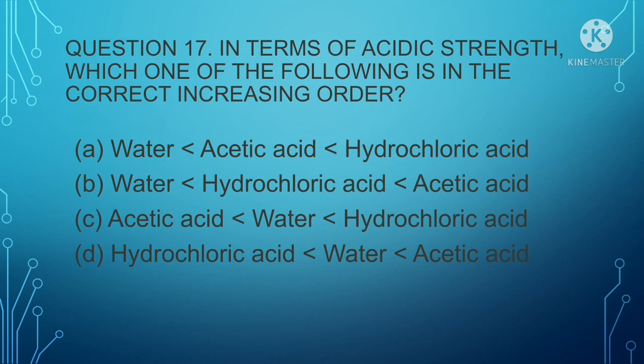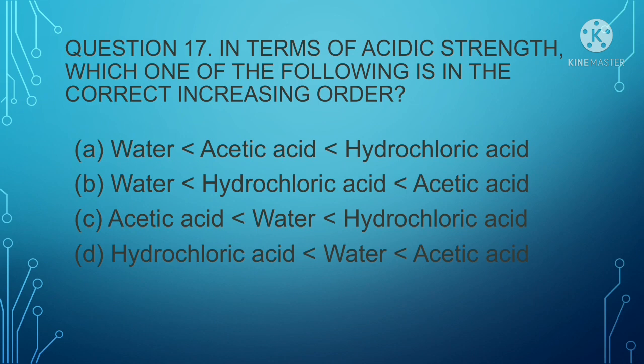In terms of acidic strength, which one of the following is in the correct increasing order? Option A: water, acetic acid, hydrochloric acid. Second option: water, hydrochloric acid and acetic acid. C: acetic acid, water and hydrochloric acid. Option D: hydrochloric acid, water and acetic acid. Here three things are given: water, acetic acid and hydrochloric acid.